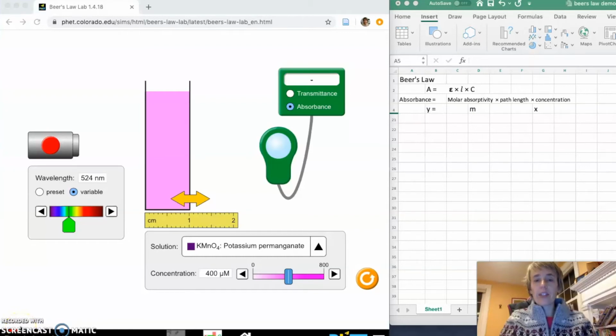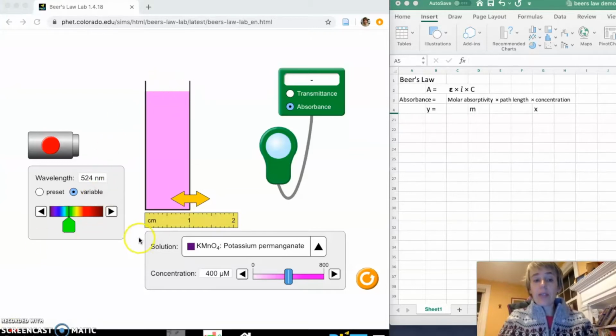Hey, this is a refresher on Beer's law, which quantifies how light interacts with matter. And we can use it to quantify the amount of an unknown compound in solution. We can quantify that concentration. So let's just think about it theoretically, conceptually to start out with.